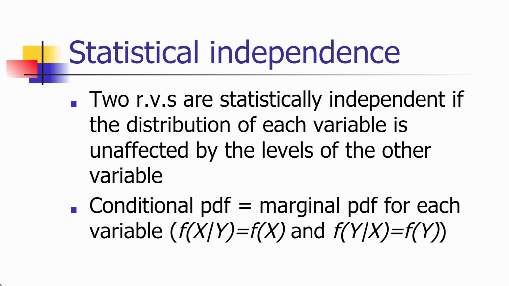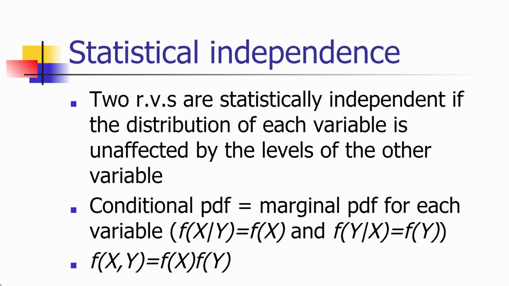That implies that if two random variables are independent, the conditional probability density function will be exactly the same as a marginal probability density function. So the conditional probability of observing x given y is just the marginal probability of observing x, and it doesn't vary with the level of y. And similarly, the conditional distribution of y with respect to x is just the marginal probability of observing y, and that doesn't vary with the level of x.